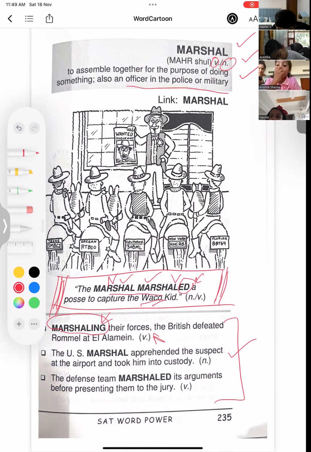Yes. The US Marshal apprehended the suspect at the airport and took him into custody. Now, which form of word is it? Which part of speech is marshal over here? Noun. Yes, it's a noun.